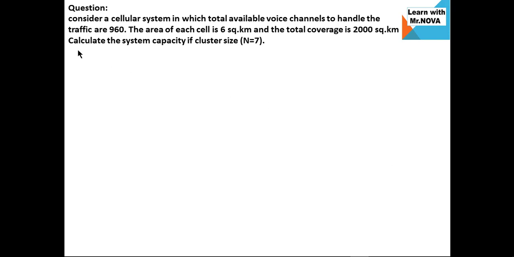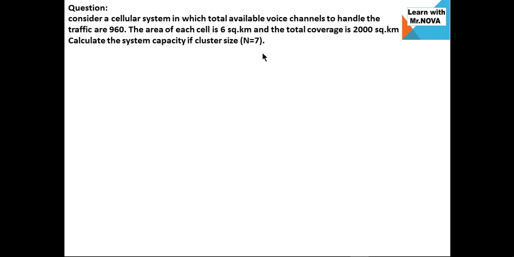So in this question, we consider a cellular system in which the total available voice channels to handle the traffic are 960. The area of each cell is 6 kilometers square and the total coverage area is 2,000 kilometers square. Calculate the system capacity if the cluster size is 7. The cluster size, with symbol N, is equal to 7.